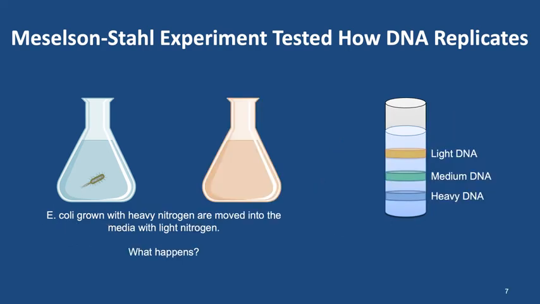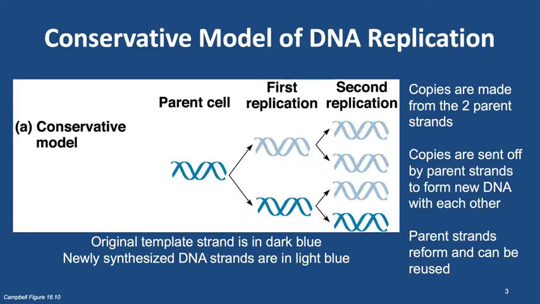And so they then crossed them. So they basically took the E. coli grown with heavy nitrogen and put it into the media with light nitrogen. And so the idea here is that the parents should remain with the heavy, but any daughter cells, because these E. coli are dividing by, they're basically just splitting in half. They're dividing by a version of mitosis. And so any daughter cell is going to have one of three versions.